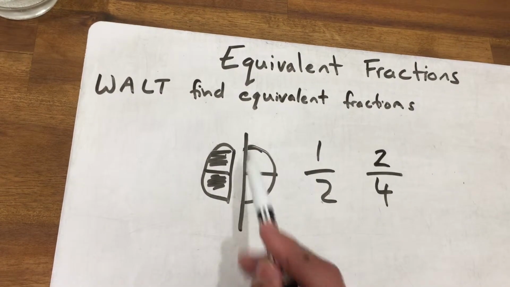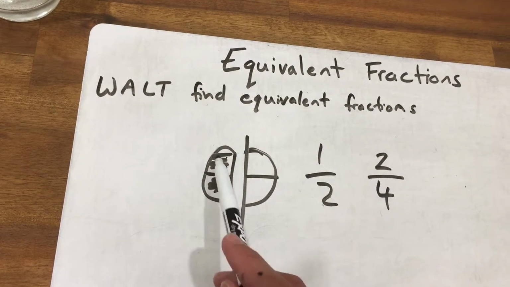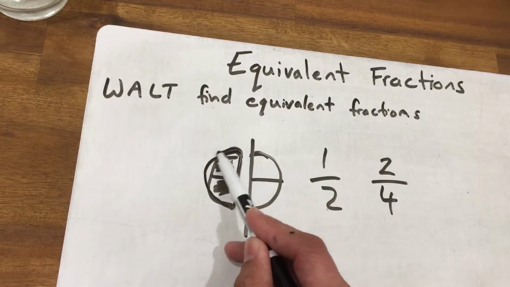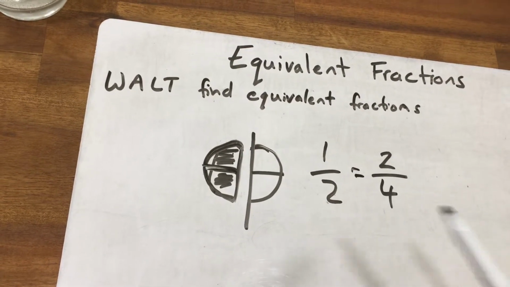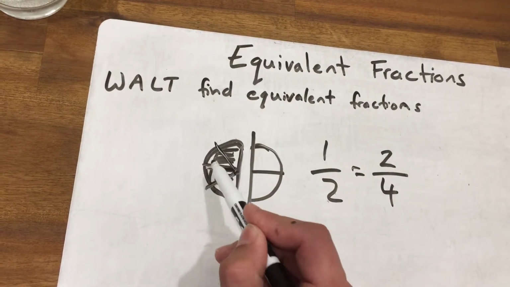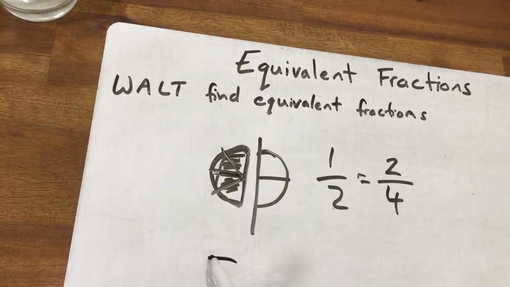There's my whole, count to 4 bits, that's where we got our quarters from, but we're still looking at just this one side, so 2/4 is the same as 1/2. And then if I cut those quarters again in half, just cut it there and there, which I'm going to do a nice little piece.